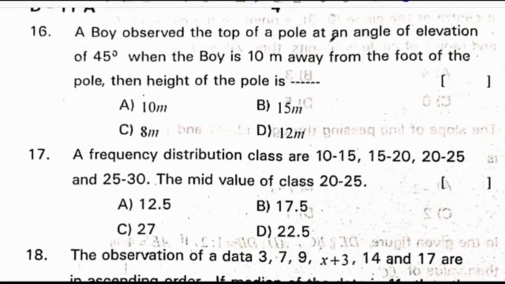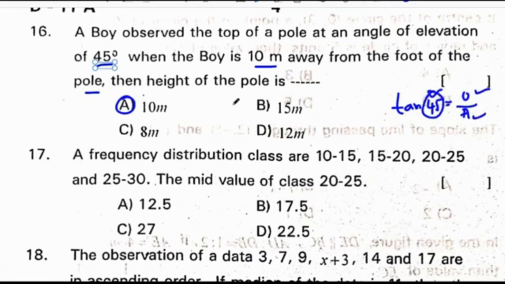A boy observed the top of a pole at an angle of elevation 45 degrees, and the boy is 10 meters away from the foot of the pole. Then the height of the pole is 10 meters only, because tan 45 value is 1, so opposite and adjacent are the same. Whenever tan 45 is given, opposite and adjacent are the same, students.